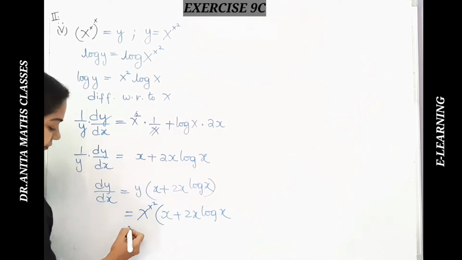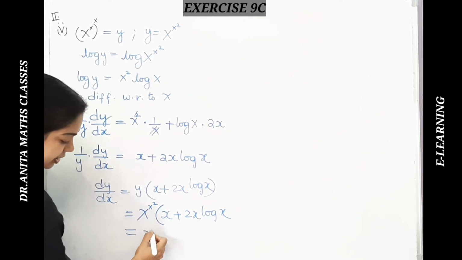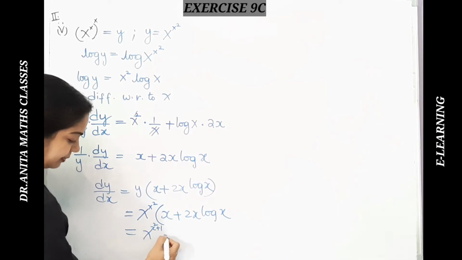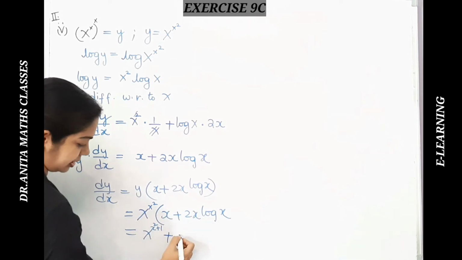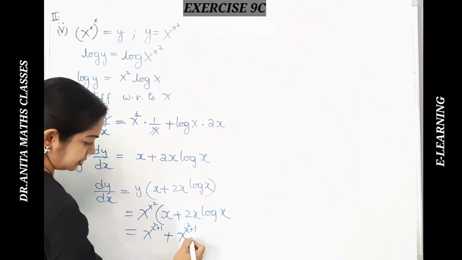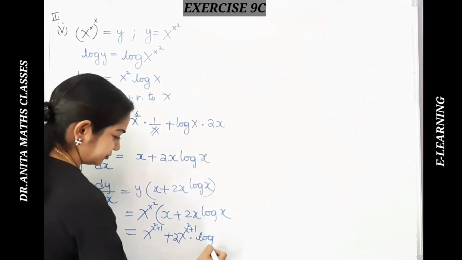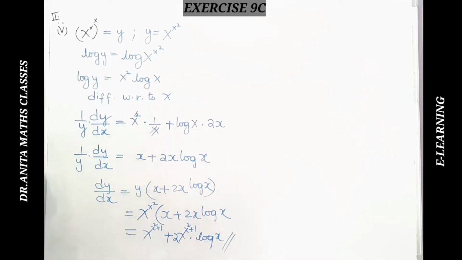So this we can keep, and further we can also simplify x into x here. So we can write it as x raised to the power of x squared plus 1 if you multiply, plus this also, x raised to the power of x squared plus 1 into 2 log x. So this is the final answer.